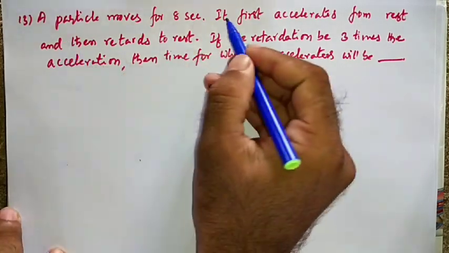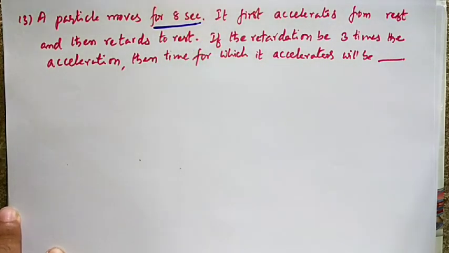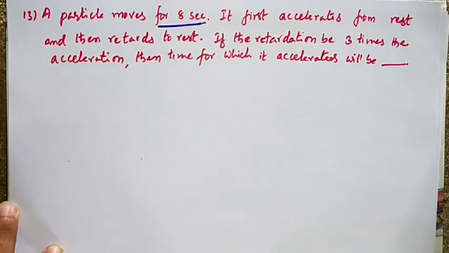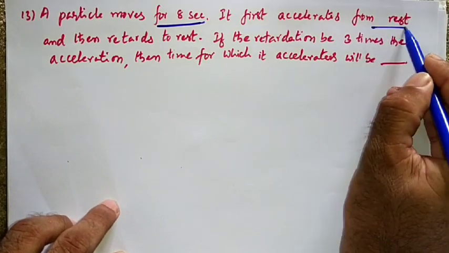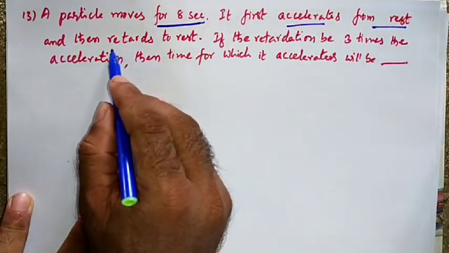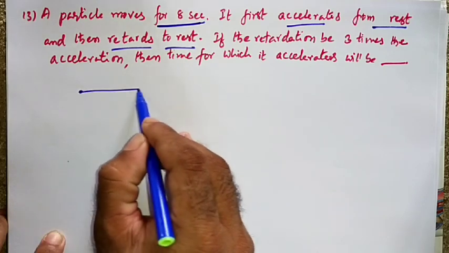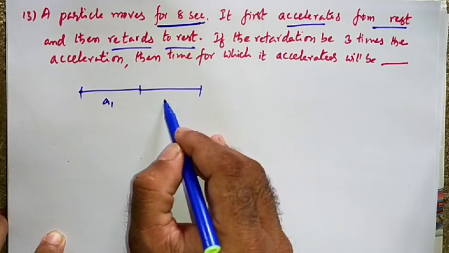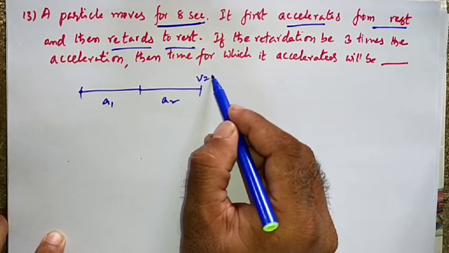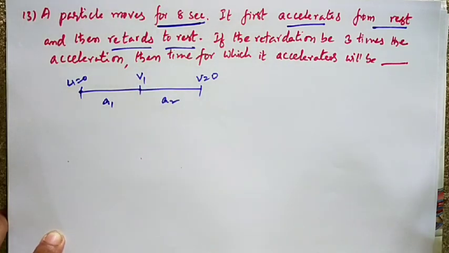See this question. A particle moves for 8 seconds. It moves for 8 seconds is given. So here it first accelerates from rest, and then retards to rest. Similarly, we have seen in the previous question, accelerating and decelerating to rest. Initial velocity is 0. This is the maximum velocity attained by the body.